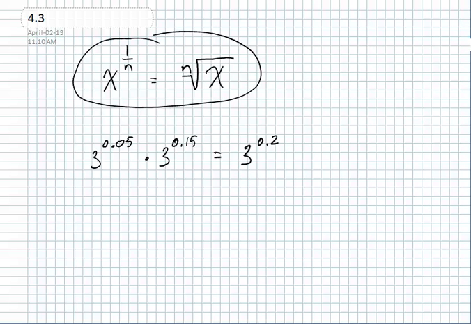And that's equal to 3 to the power of 0.2. Again, that's a rational exponent, so you could think of it as 3 to the power of 1/5, because that's the same as 0.2. On your calculator, you can figure them both out, and you get the same answer, whatever that answer is going to be.